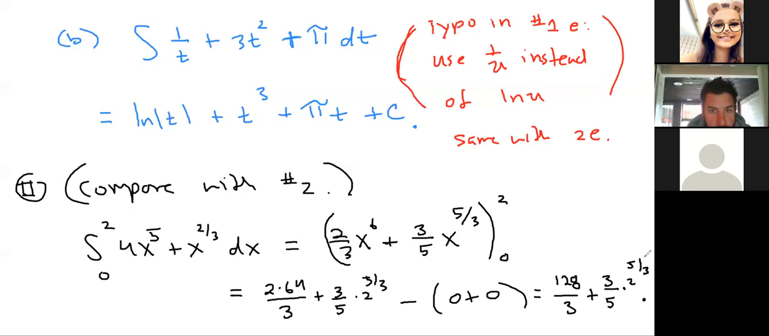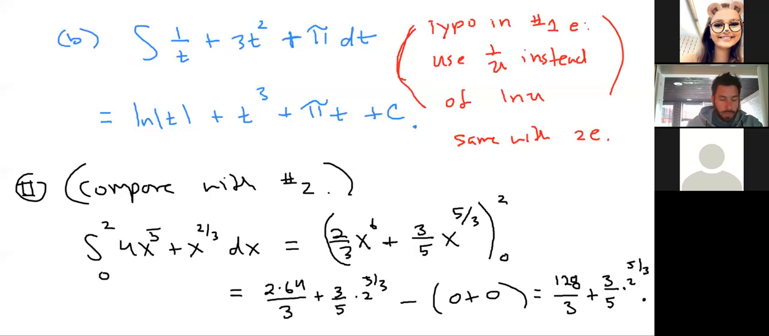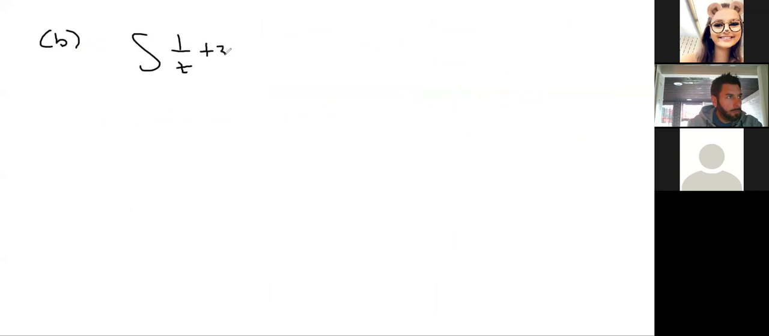Does anybody have a question about this? All right, sweet. Let's do the next one. It was 1 over t, and then 3t squared plus pi. And let's integrate this from, say, 1 to e.